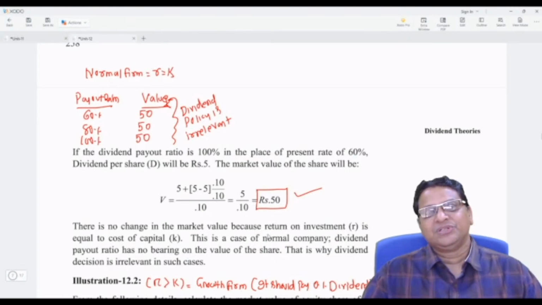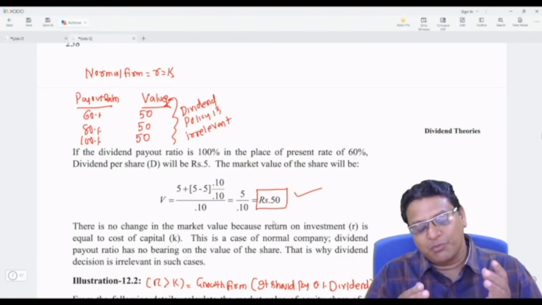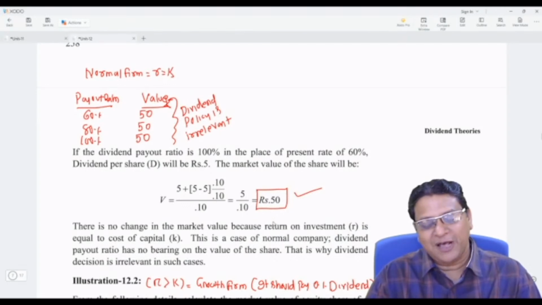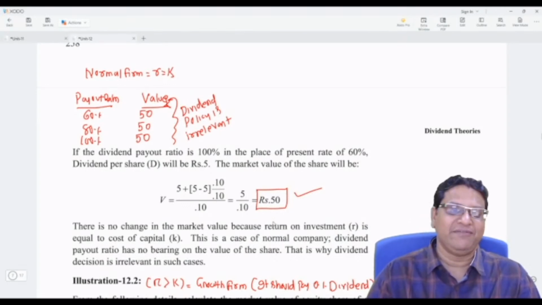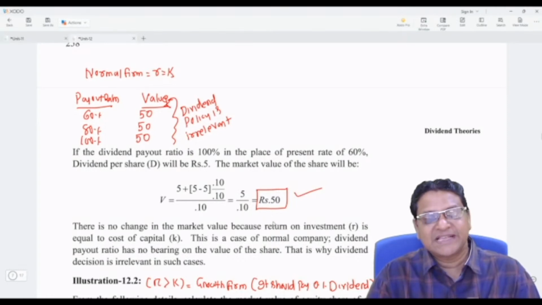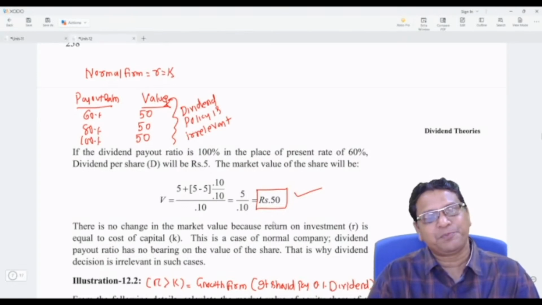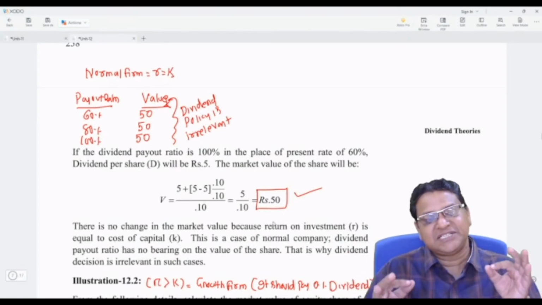Okay, so this is Walter's model. The summary of Walter's model is three things. In case of a normal firm, dividend policy is irrelevant. In case of a growth firm, the firm should pay 0% dividend. And in case of a decline firm, the firm should pay 100% dividend. This is the crux of Walter's model.